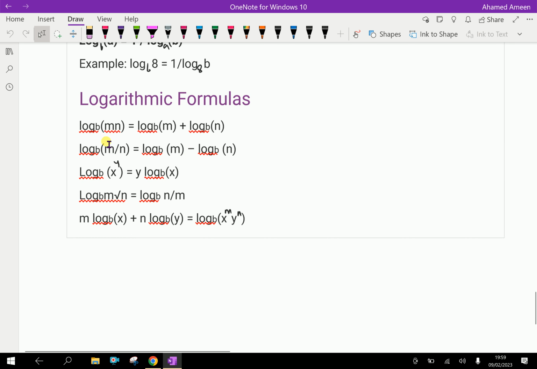Some logarithmic formulas, we can summarize these formulas. Log of mn base b equals log m base b plus log n base b. Addition rule we already discussed, and division rule is the same, like log of m over n base b equals log m base b minus log n base b. For division it becomes minus. Next is the power rule. Log of x power y base b is equal to y comes in front. That is, we are summarizing the rules. y log of x base b.